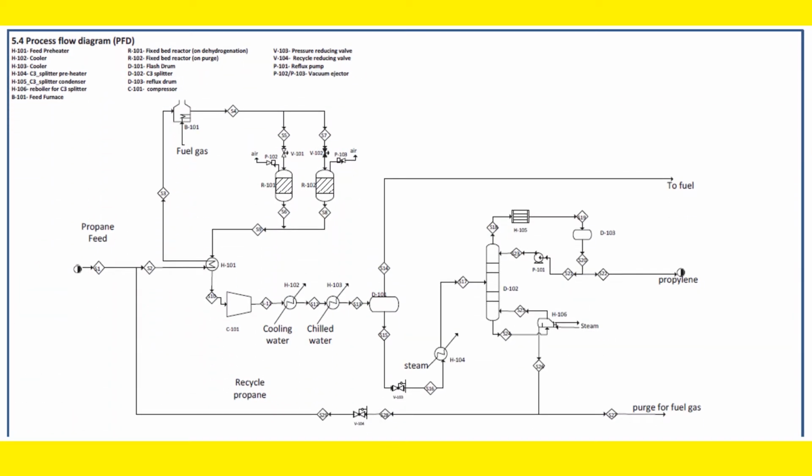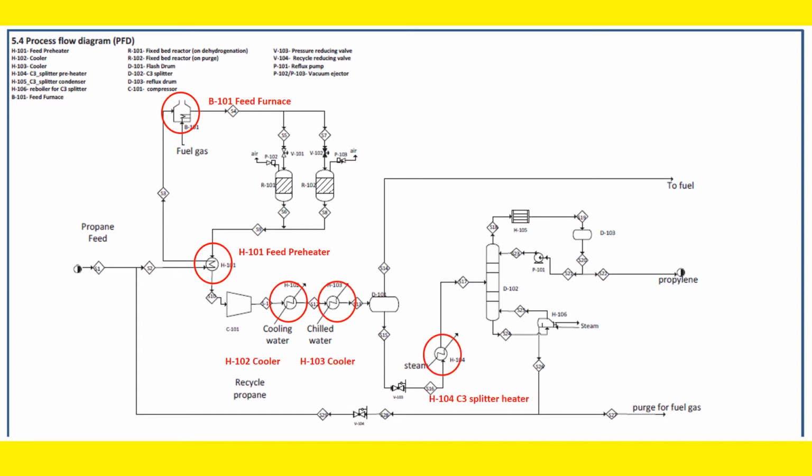For milestone 1, we were assigned to list down the heat exchangers available in the process flow diagram. So this is the process flow diagram. According to our discussion, there are a total of 7 heat exchangers involved in this chemical plant. These are B101 feed furnace, H101 feed preheater, H102 cooler, H103 cooler, H104 C3 splitter heater, H105 C3 splitter condenser, and H106 reboiler for C3 splitter.